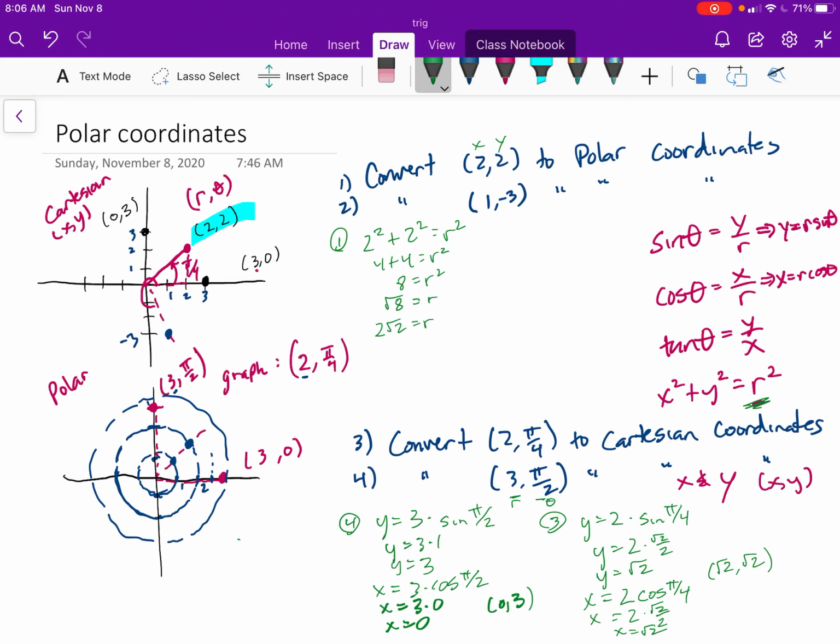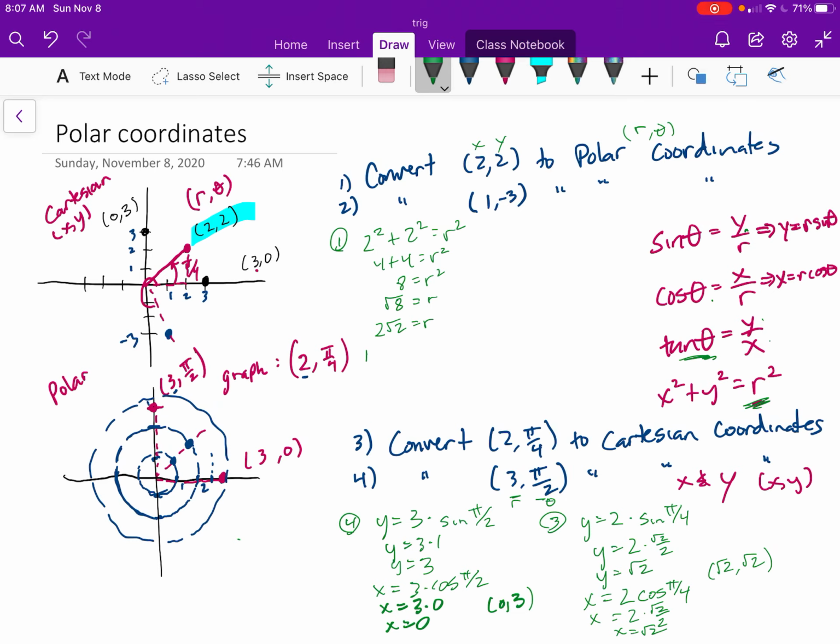Now we need theta, right? To get polar coordinates, I need r and I need theta. So how we do that is we use tangent because I know y and x. At this point, though, we could use sine or cosine because we know x, y, and r. So it really doesn't matter, but oftentimes you could do r first or you could do theta first, and I'll explain why you might switch.